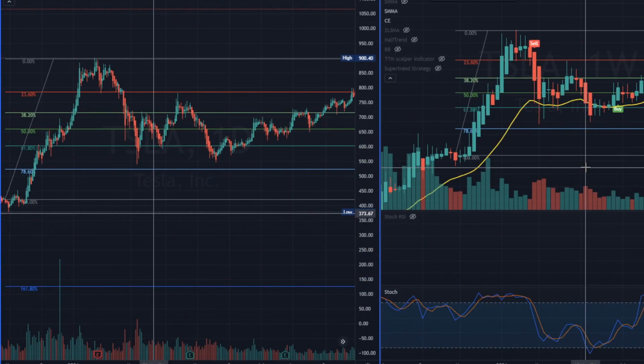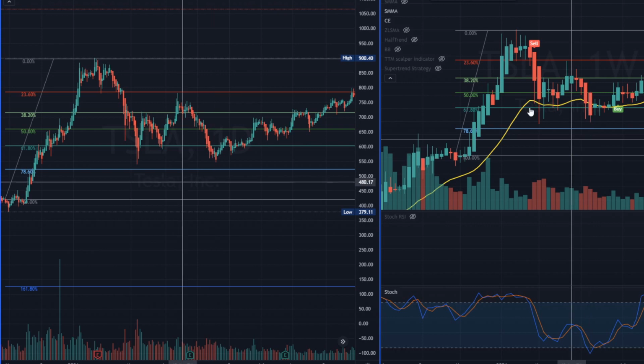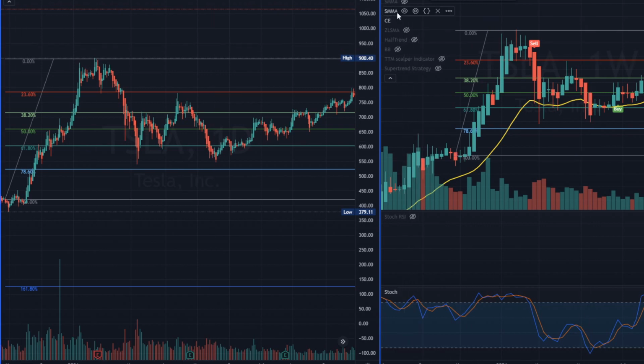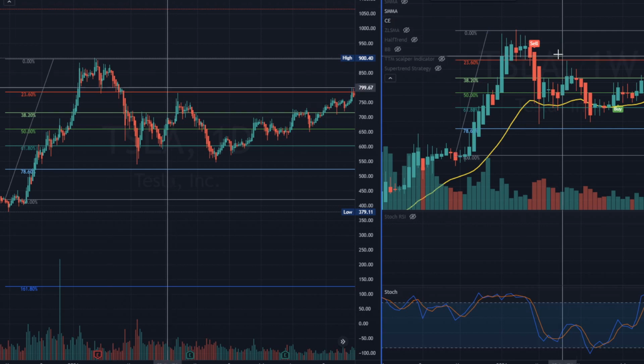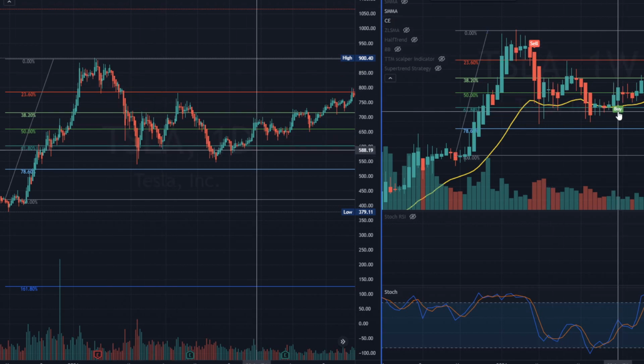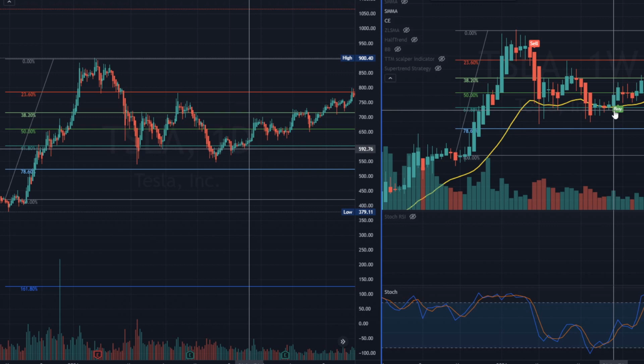Okay, so let's look at another combination that I like to use. So we have the Smooth Moving Average CE, which you can download here on TradingView for free. It gives you these momentum buy signals. I never use them alone, but in combination with other things, they can be really, really powerful.